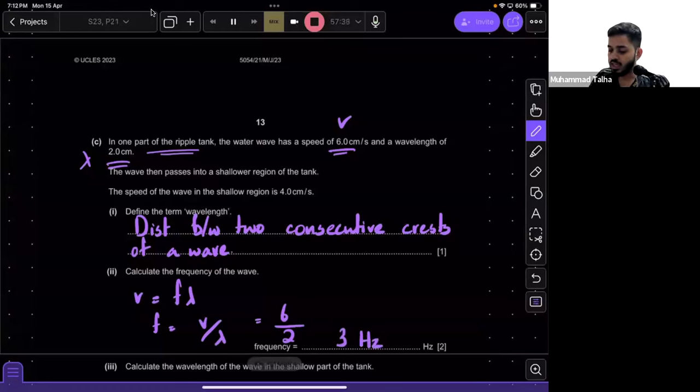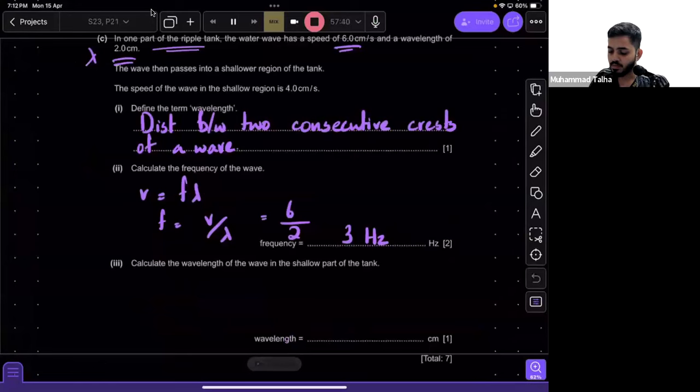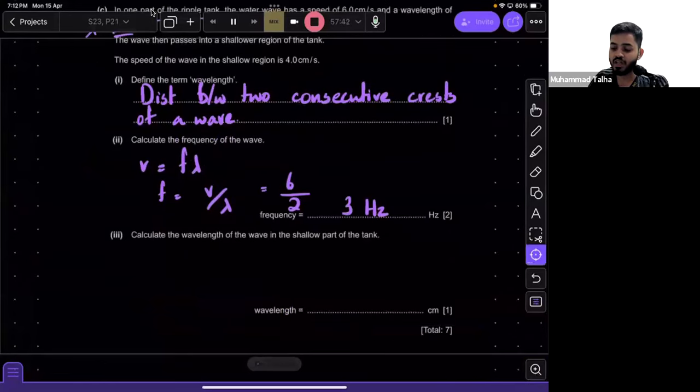All right. Next one. Part 3, calculate the wavelength of the wave in the shallow part of the tank. Now remember that even though this question does not explicitly ask you to use this understanding that I'm now going to discuss, remember this very simple way of determining what will happen to a wave. Remember this, SH shallow, SH shorter. In shallow water, the wavelength gets shorter.